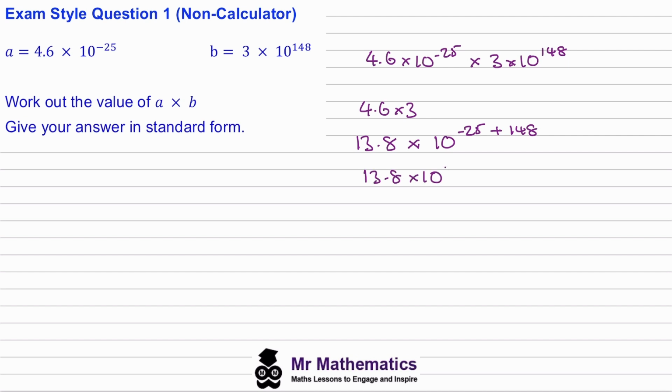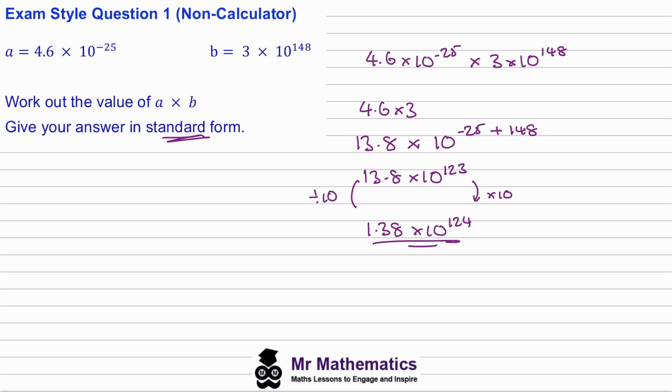10 to the 123. But we've been asked for standard form, and this isn't in standard form because our decimal isn't between 1 and 10. So we need to divide this by 10, which means we need to increase our power by 1. So we'll get 1.38 times 10 to the power of 124. Okay?